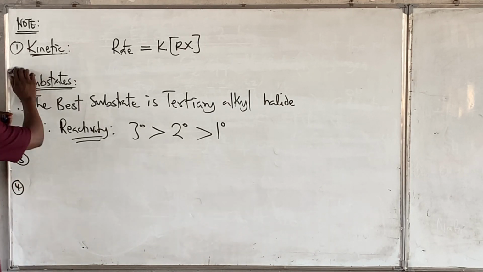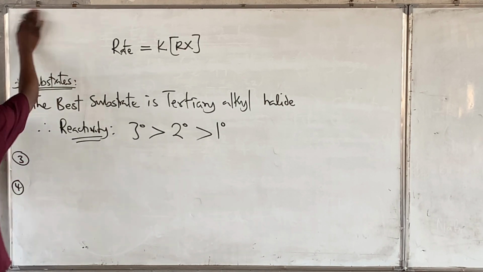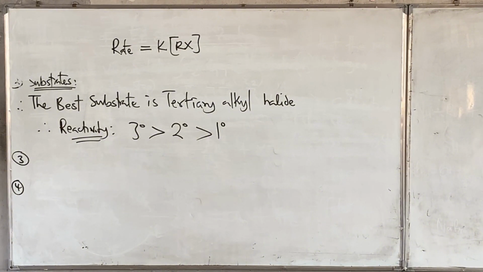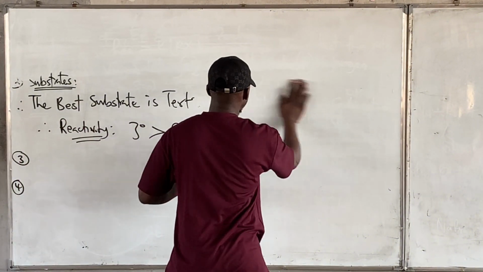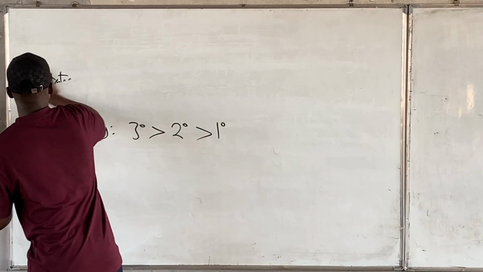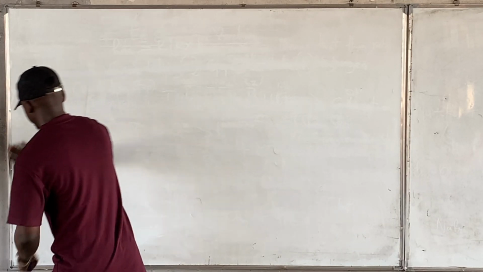Now let me show something. Let me show the mechanism using alcohol. Alcohol has a poor leaving group, which is an OH. So if you want to remove that, how do you go about it? Imagine they give us something like this.